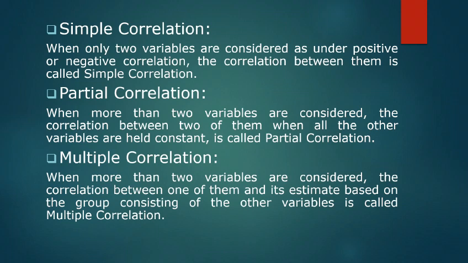Multiple correlation. When more than two variables are considered, the correlation between one of them and its estimate based on the group consisting of the other variables is called multiple correlation.